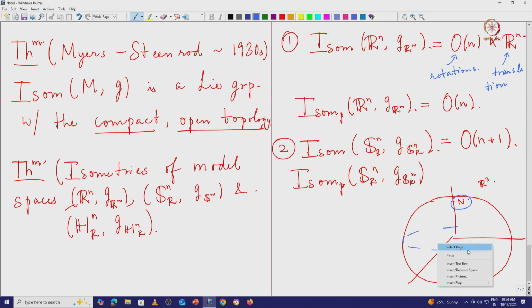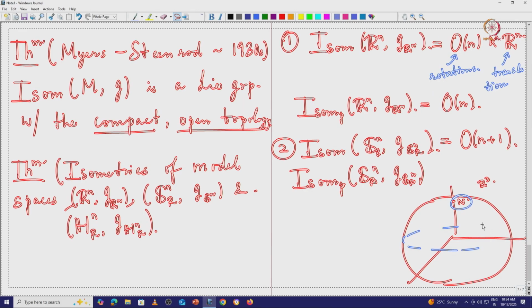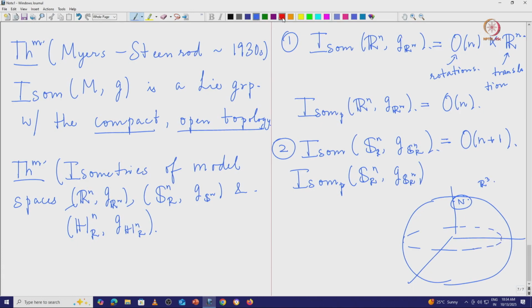So at the equator you basically have this lower dimensional sphere, and it's clear that if you take an isometry of this lower dimensional sphere, then that's going to be an isotropy of the north pole, right? So in other words, this is given by O(n).